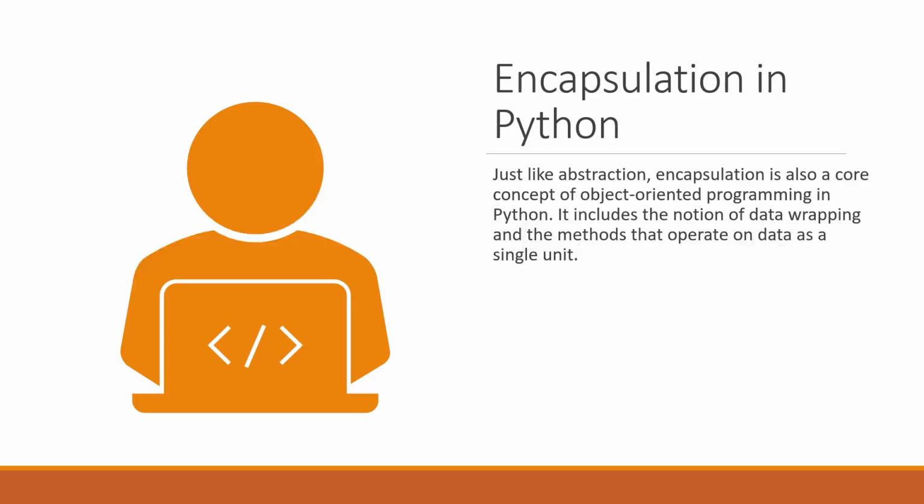Now let's move to the next topic and learn about encapsulation. Just like abstraction, encapsulation is also a core concept of object-oriented programming in Python. It includes the notion of wrapping data and the methods that operate on data as a single unit. This restricts direct access to the variables and methods and can avoid accidental data alteration. A variable can only be altered by the object's method in order to prevent unintentional modification. These variables fall under the category of private variables. In Python, declaring a class with a data member or a method as private or protected will encapsulate the data.